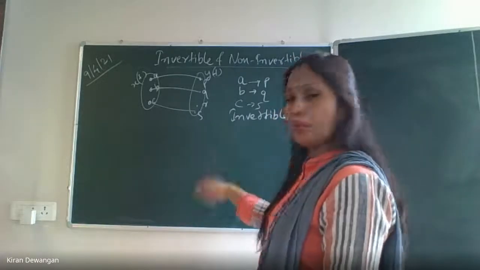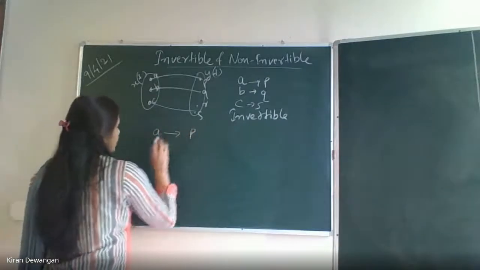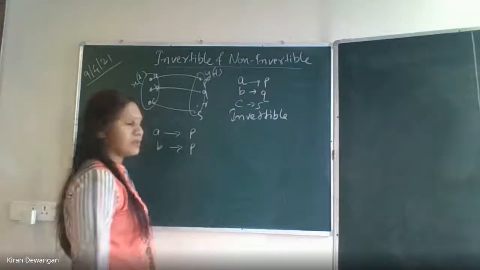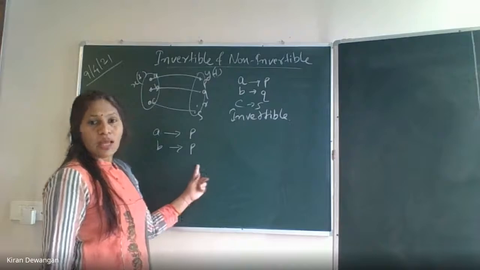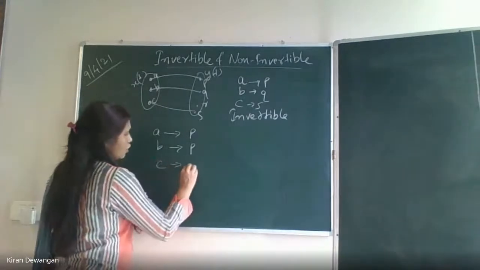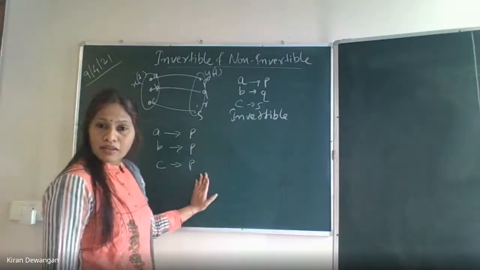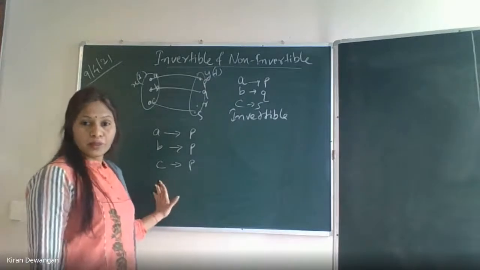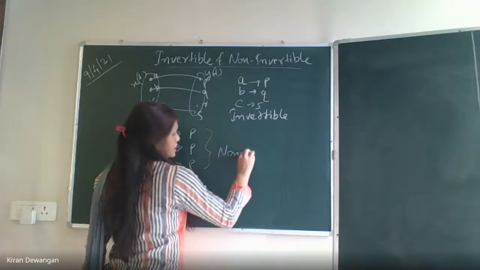Now, if A is producing an output P and B is also producing an output P, what has happened? That is 1-to-many. For many inputs, I am getting a single output. And it can also happen that for C also I get output P. So for the set of inputs, I am getting a particular output P. In that case, this is a non-invertible system.